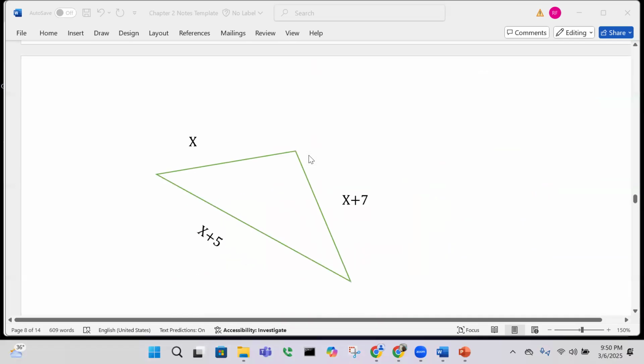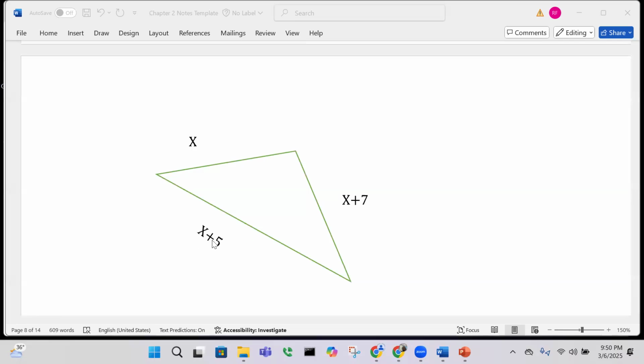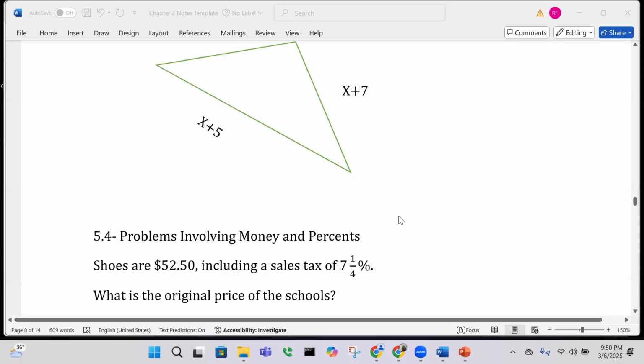Same thing with this perimeter. Same deal. We'll add up all the sides for the perimeter, x plus 7 plus 5x, and then we see 3x plus 12. When we add up all of this, I see 3x plus 12.